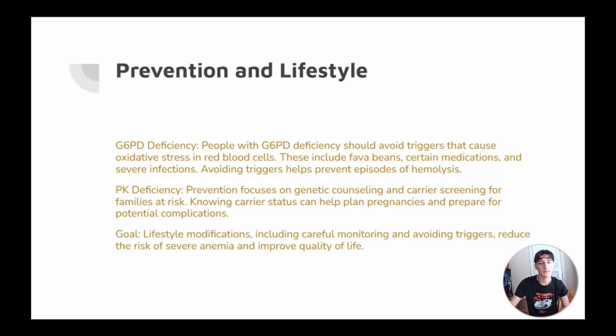So, prevention and lifestyle. People with G6PD deficiency should avoid triggers that cause oxidative stress in red blood cells. These triggers include fava beans, certain medications, and severe infections. Avoiding triggers helps prevent episodes of hemolysis. In pyruvate kinase deficiency, prevention focuses on genetic counseling and carrier screening for families at risk. Knowing the carrier status can help plan pregnancies and prepare for potential complications.